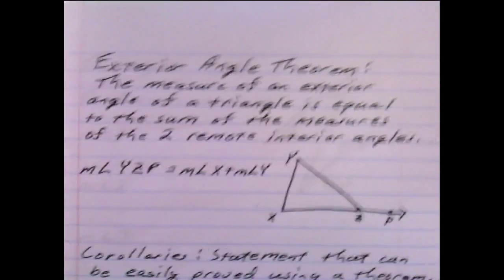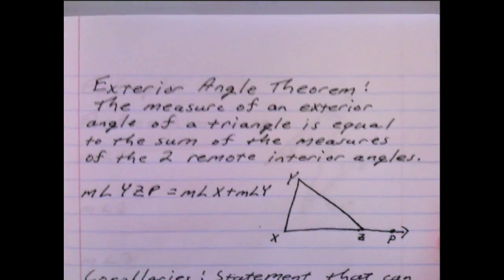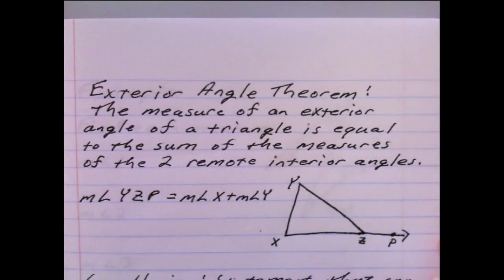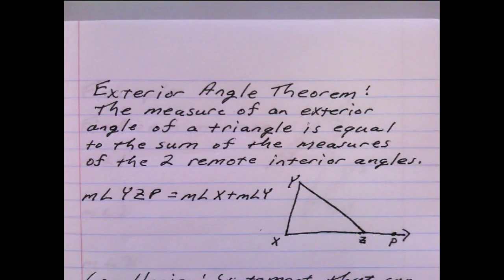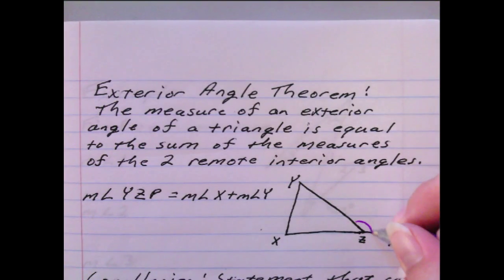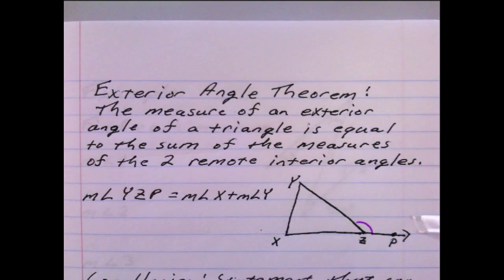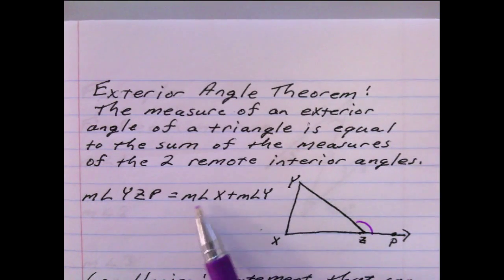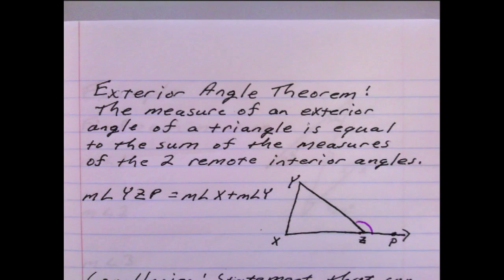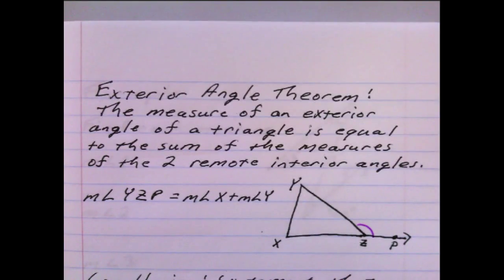We've got another theorem here. Our last theorem is the exterior angle theorem. The measure of an exterior angle of a triangle is equal to the sum of the measures of the two remote interior angles. So what that's saying is this exterior angle here, angle YZP, is equal to our angle X and Y when we add them together. So it's equal to the sum of the measures of angle X and angle Y. Okay? So that's all for the theorems.